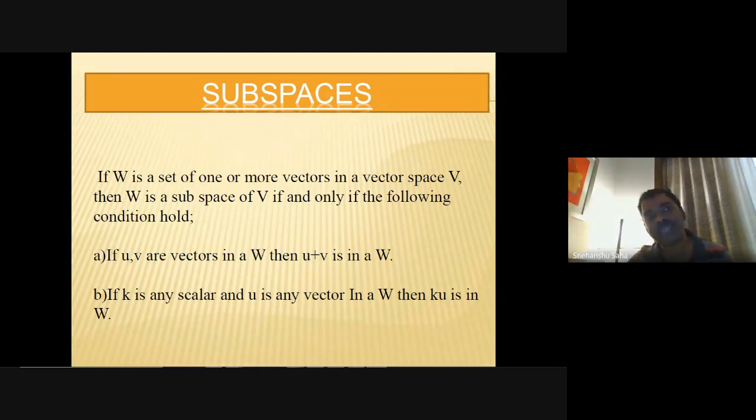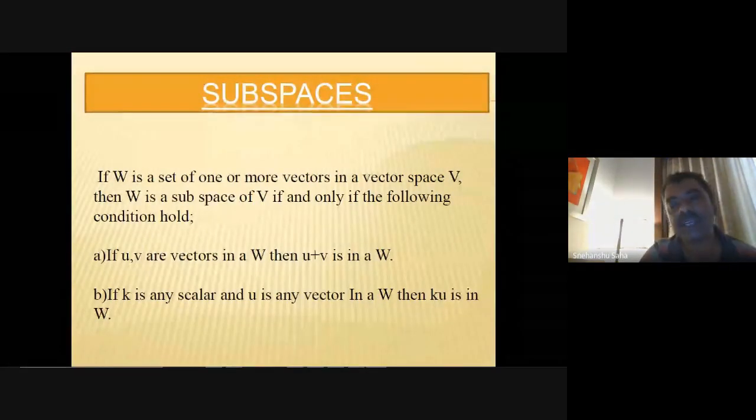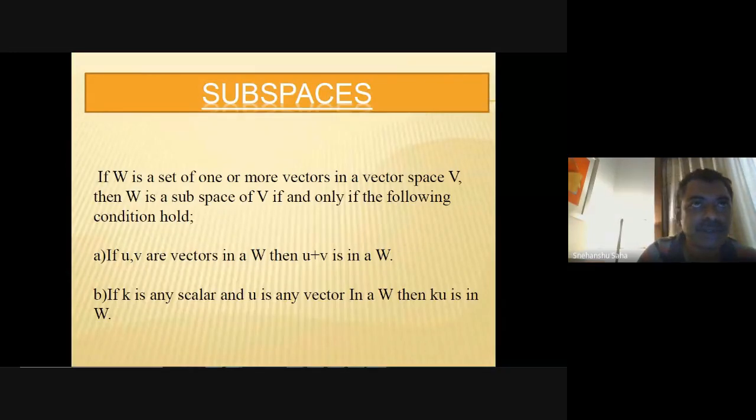You already have 10 properties of vector spaces, right? And I give you a subset of that vector space, and what I'm asking is, show me that this subset is also a vector space. What are your options? Your option is just to verify all the 10 properties, whether all those 10 properties work for that subset as well. That's a really painful option.